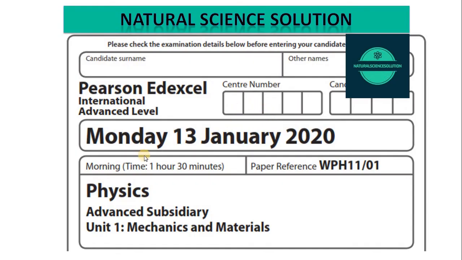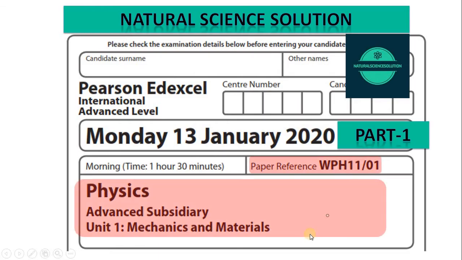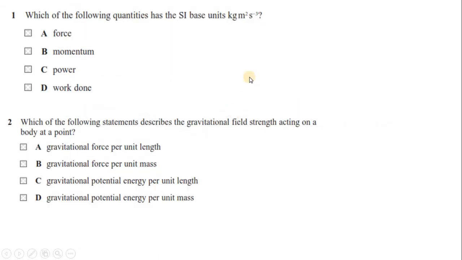This is Edexcel IAL Physics, Unit 1, January 2020. So let's start. Question number 1.